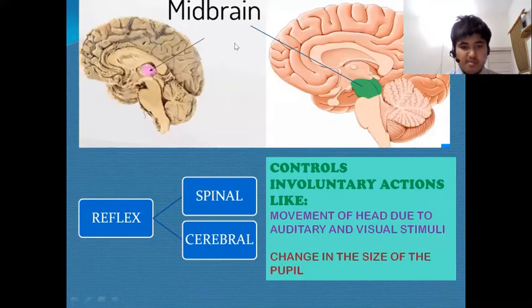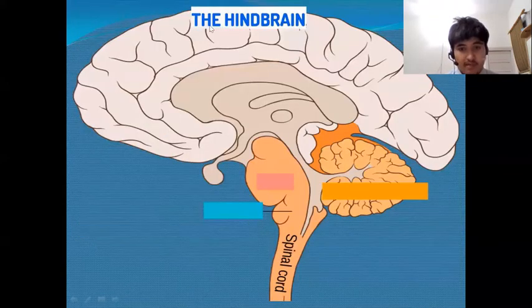Now we'll talk about the midbrain. The midbrain controls our reflexes, both spinal and cerebral. It controls involuntary actions like movement of the head due to auditory and visual stimuli, and change in the size of the pupil. Now we'll talk about the hindbrain.